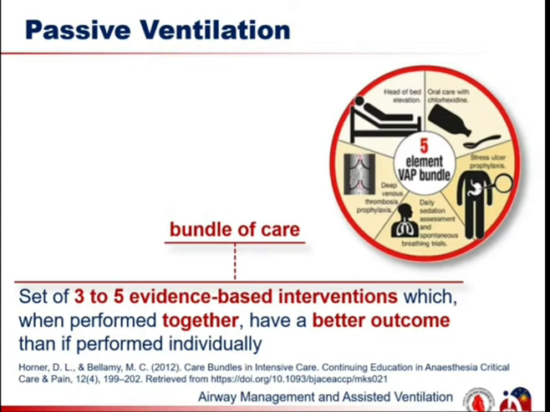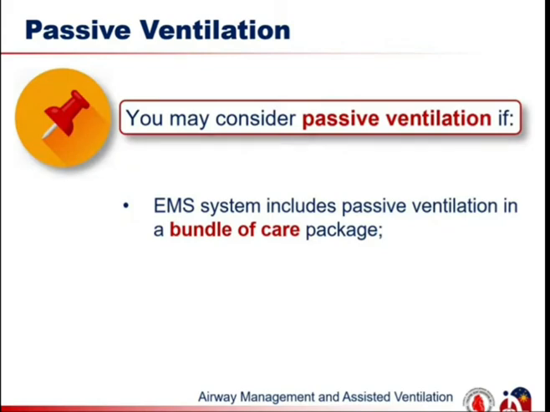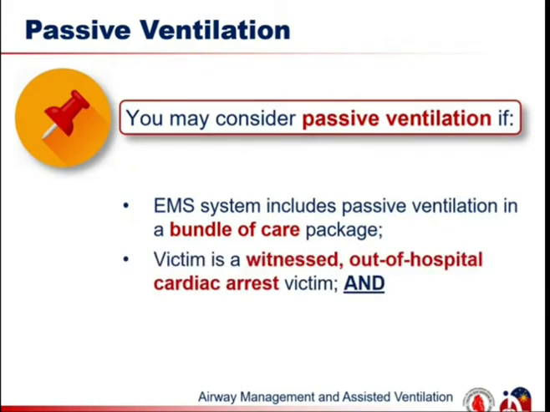An example of this is the bundle of care against ventilation-associated pneumonia, made up of 5 elements to help protect against the development of this infection. Next, the cardiac arrest should be a witnessed event and occurs in an out-of-hospital setting. And lastly, the arrest rhythm should be a shockable one. The reason for these conditions is that they define the EMS requirement and the population of cardiac arrest victims who benefited from this technique, based on available studies.